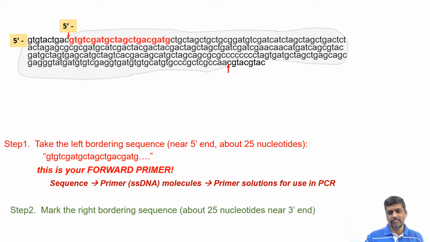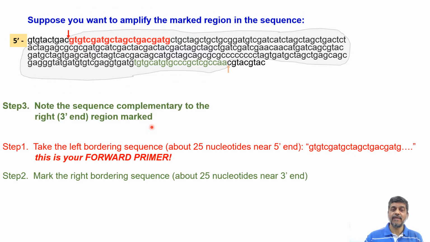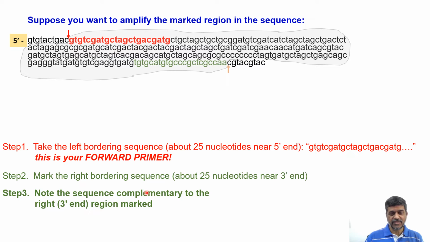You mark the region at the 3' end like this, and you don't take that as it is. You have to do something extra. What is that? You have to get the complementary sequence, which is actually on the other strand of the double-stranded DNA. So for example, it is TG, TG, etc. So I have to start writing the sequence which is complementary like this, ACA, etc. And that is the sequence on the other strand.